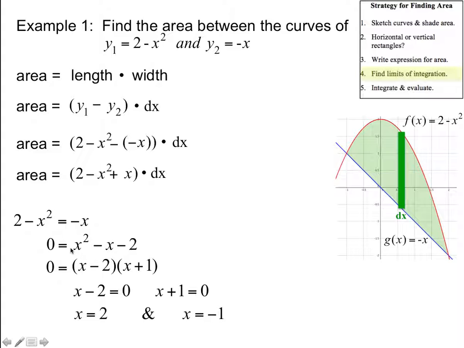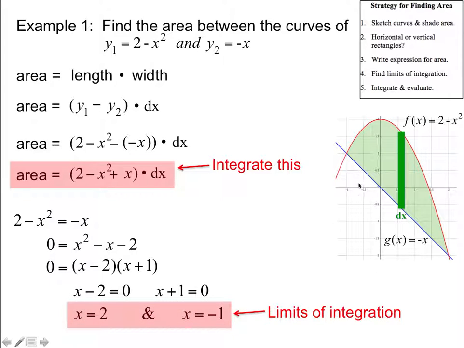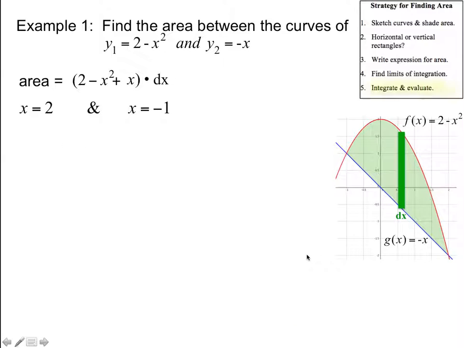and then we can get the right endpoint and the left endpoint. So we know we need to integrate this. This represents one rectangle. Integrating it represents the entire shaded region. And we're going to use these as the limits of our integration because that's where our shape starts and stops. And so as we set this up for integration and evaluation, we have the integral of this rectangle, 2x minus x squared plus x dx, from -1 to 2. And then we're going to go ahead and integrate that.